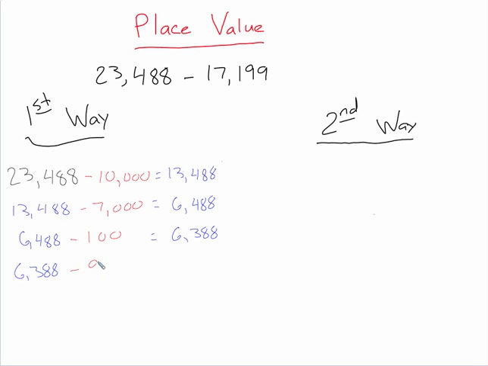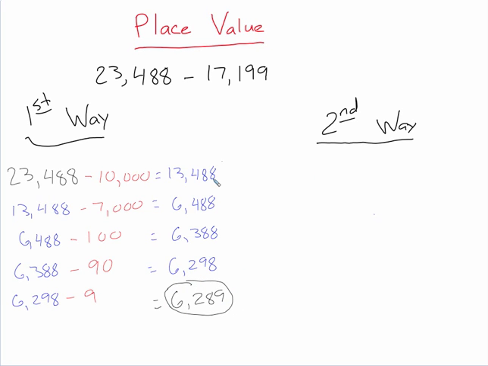Starting now with the 6,388, we're going to subtract from it 90 this time. That's going to equal 6,298. Now at 6,298, the last number we're going to subtract from this is going to be 9. When we subtract 9 from it, we're going to get our new total, which is going to equal 6,289. That is the answer for this problem.